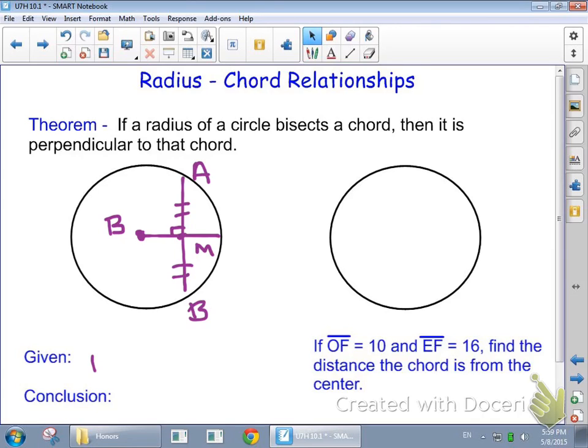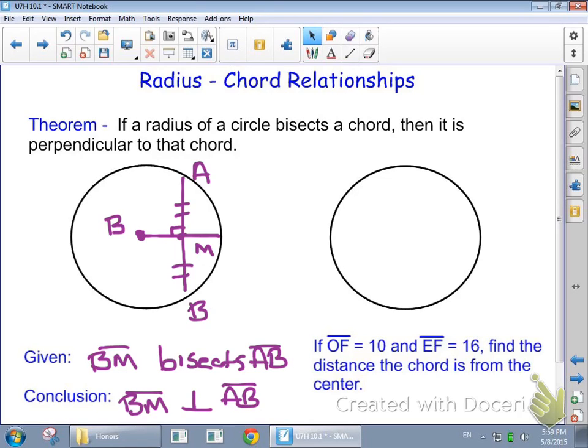So given that BM bisects AB, my conclusion would be that BM is perpendicular to AB. Now I'm going to let you try it.